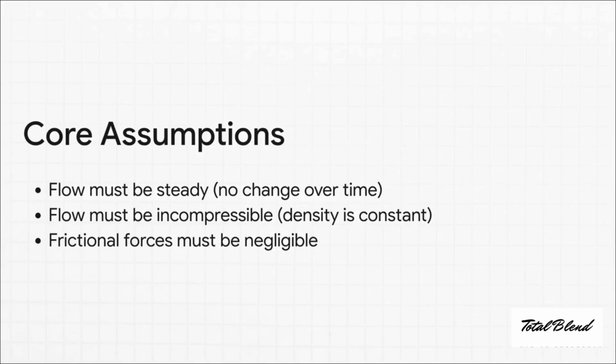Okay, so for that fancy equation to be true, we have to assume a few things. First, the flow has to be steady and smooth, not all chaotic and turbulent. Second, the fluid's density can't change. That's a pretty safe bet for liquids like water, but for gases under big pressure changes, not so much. And the big one, we have to pretend there's no friction. Now, in the real world, there's always friction, but in a lot of cases, it's small enough that the principle still gives us a fantastic, really useful approximation.